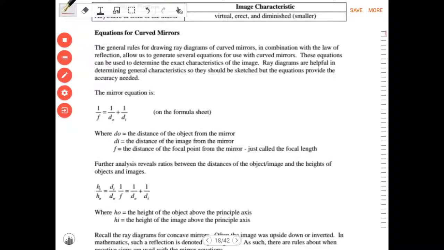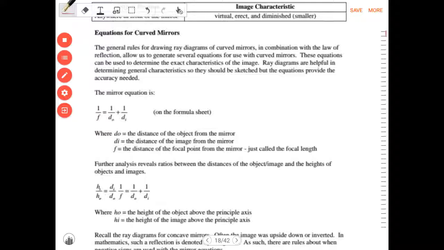The general rules for drawing ray diagrams of curved mirrors in combination with the law of reflection allow us to generate several equations for use with curved mirrors. These equations can be used to determine the exact characteristics of an image. Ray diagrams are helpful in determining general characteristics, so they should be sketched, and we're going to sketch them in all our examples, but the equations provide the accuracy necessary.